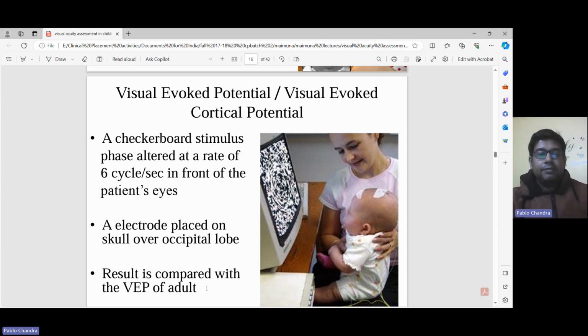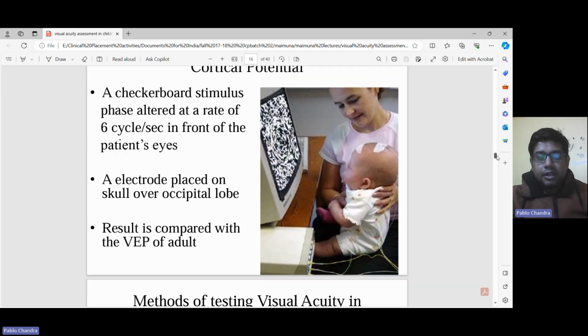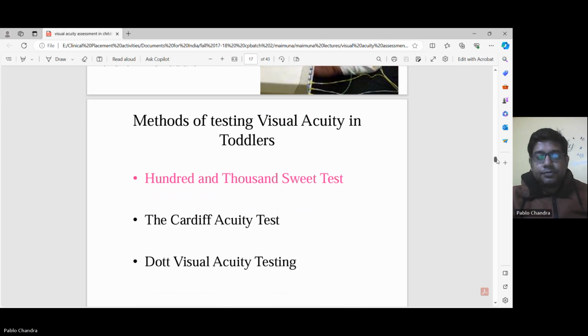The result is compared with the VEP of an adult. Normally the checkerboard is changed slowly, and we need to check whether the child is looking at the checkerboard change or not. The graph which we get, we normally compare with the adult. It is not so comfortable, so we only do it for children who do not respond to the other tests which I have told you, optokinetic nystagmus and the preferential looking test.